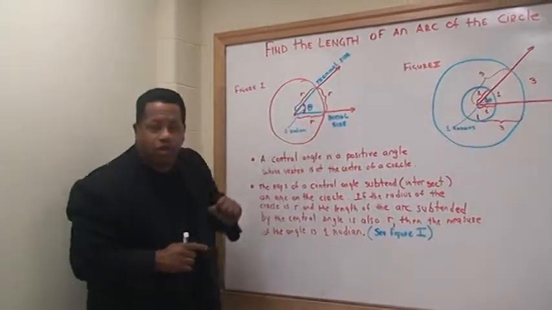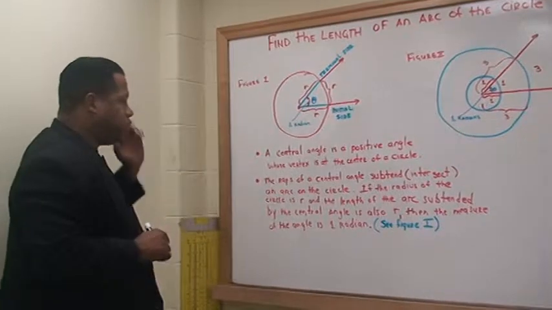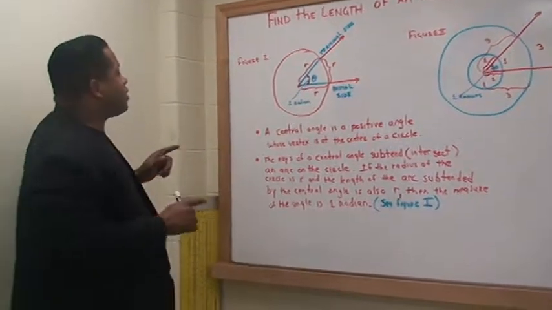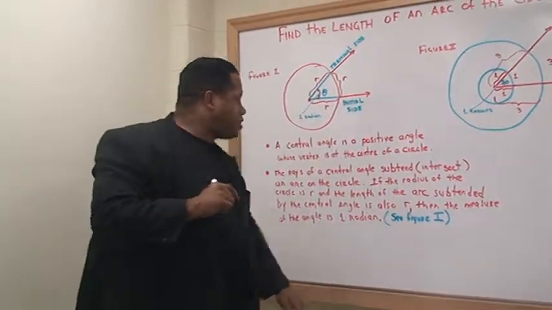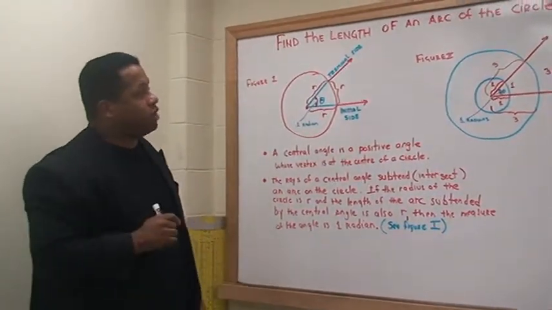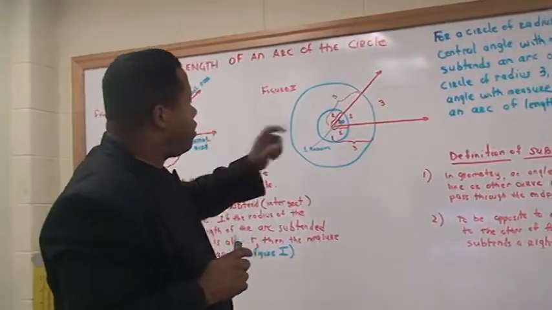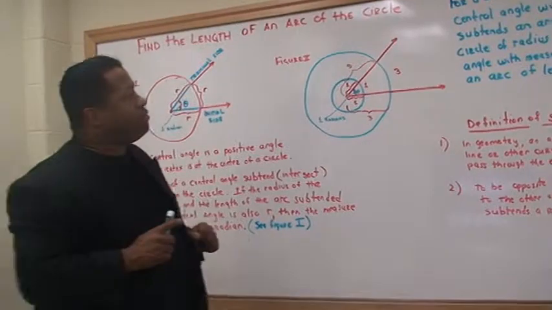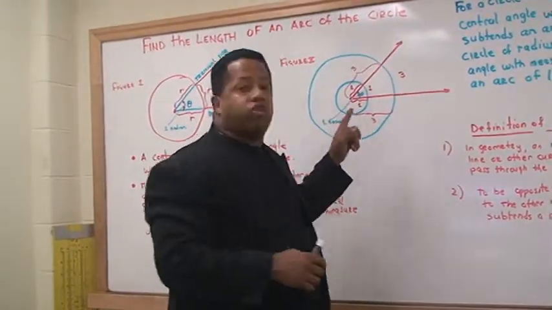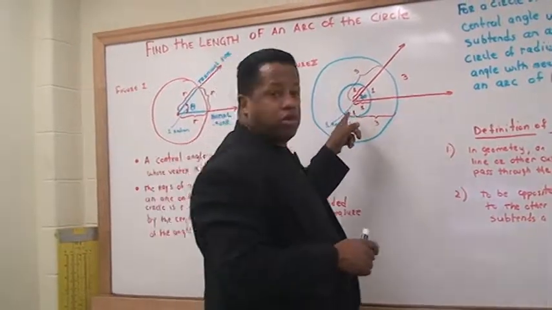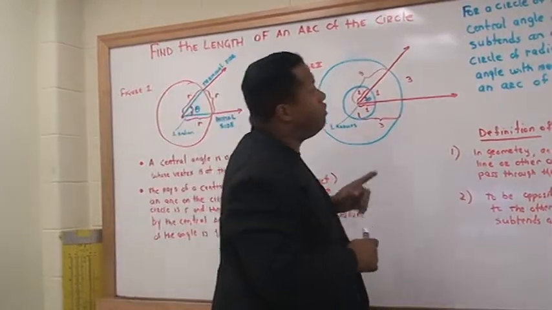If you notice right here in the figure, this arc length is subtended by the angle. We'll talk about subtend in just a few moments. If you look at the second diagram here, for a circle now with radius 1, we have the actual unit, or dimension, 1 for the radius.